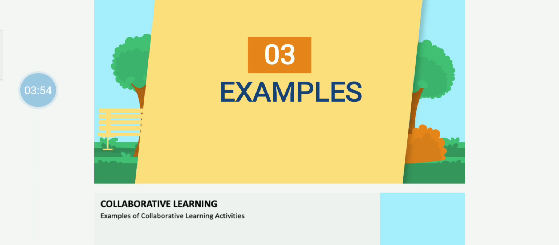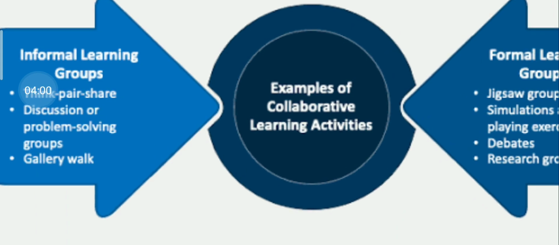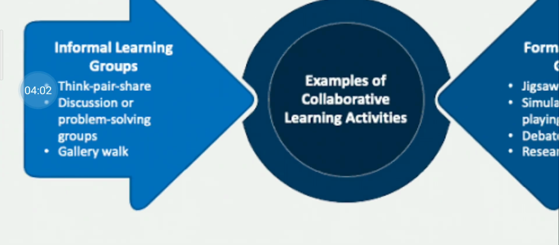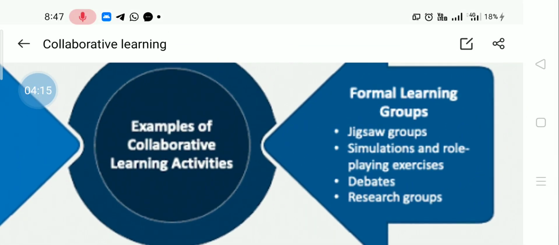In informal learning groups, think, pair, share, and discussion or problem solving groups, and gallery walk are the informal learning groups. In formal learning groups, zigzag groups and simulations and role playing exercises and debates, research groups are the formal learning groups.